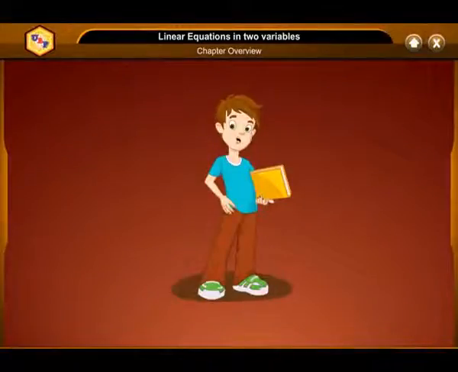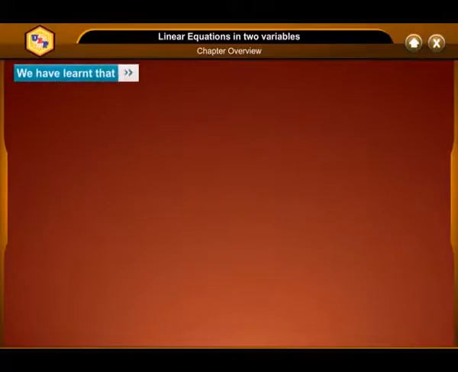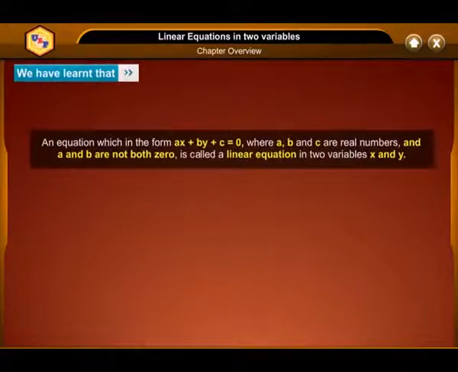Let's begin this chapter with a quick recap of what we have learned about linear equations in two variables in the previous classes. We have learned that an equation which is in the form ax + by + c = 0, where a, b and c are real numbers and a and b are not both 0, is called a linear equation in two variables x and y.